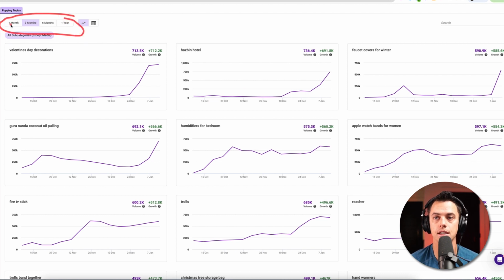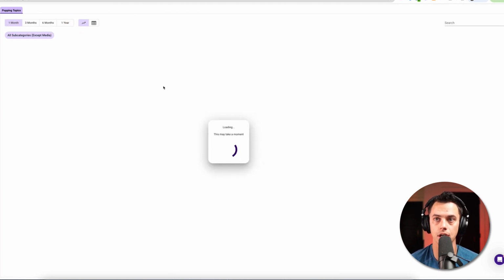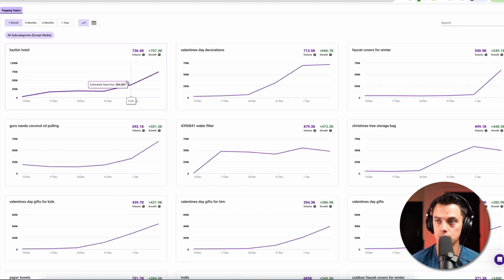So right here at the top, I can see different time frames. So I can actually see what's popping off in 1 month, in the last month, what is trending the most. And these are organized by growth in search volume. So we can see like, okay, the Has Been Hotel search has increased insanely over the past 30 days.